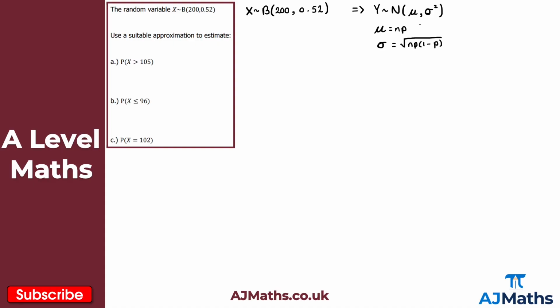So in that case then we need to start by finding mu here. So n times p, so that's n here from the original random variable x, so that's 200 times p, which is 0.52. So 200 times 0.52, what that gives me then is 104. And now if we evaluate sigma here, this is the square root. So it's np, so that's 104. And then times that by 1 minus p, where p is 0.52.